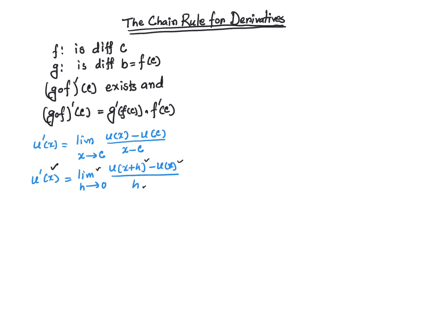However, a slight variation of the same definition is this. U prime of c is the limit as x approaches c, which is kind of like x minus c approaching 0, of u of x minus u of c divided by x minus c. These are equivalent definitions, so we are going to use that. Now we are going to apply this definition to the composition of these two functions g and f.